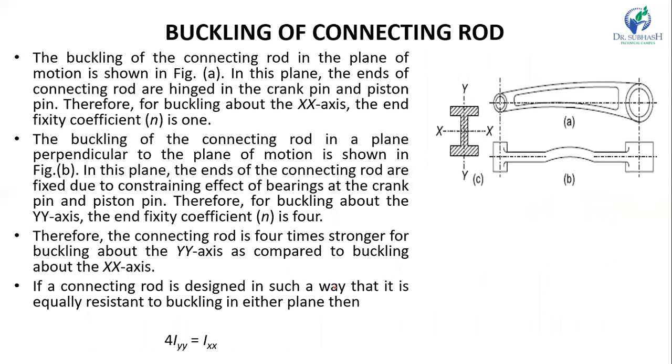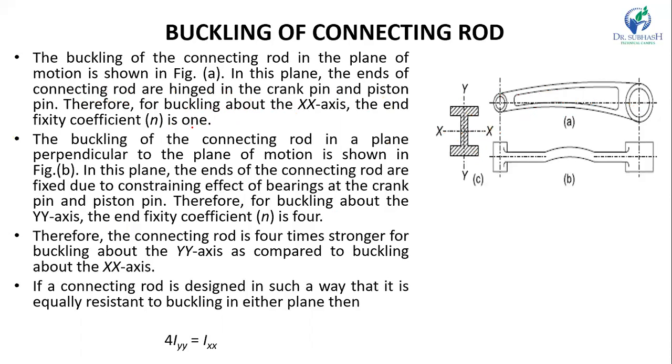Now buckling of connecting rod. Okay, you have studied the design of the column. What is the buckling? Okay, and you already know the meaning of buckling. Okay, so the buckling of this connecting rod in the plane of motion is shown in this figure here, how it will buckle. Okay, so in this plane the ends of the connecting rod are hinged at the crank pin and piston pin. Therefore for buckling about the XX axis, the end fixity coefficient n is taken as 1.